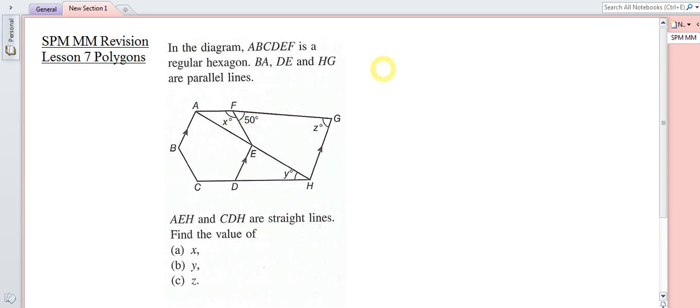So x is actually very easy. This is the interior angle for the regular hexagon, right? So x will be equal to, regular hexagon, 6 sides, 6 minus 2 times 180 divided by 6. Okay, this one you will get 120. So here is 120.